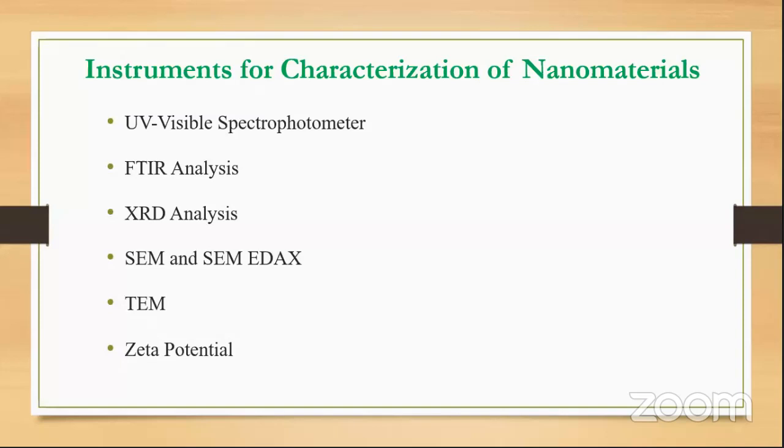Next, the last tool of this one, zeta potential. We are going to calculate the stability of the nanoparticle, and we can find the stability of the nanoparticle by using zeta potential, which is also called dynamic light scattering characterization.